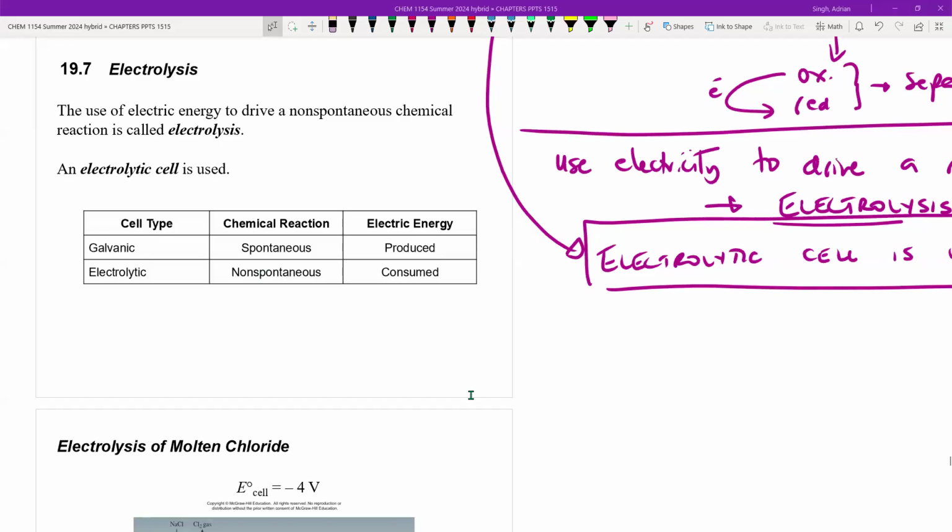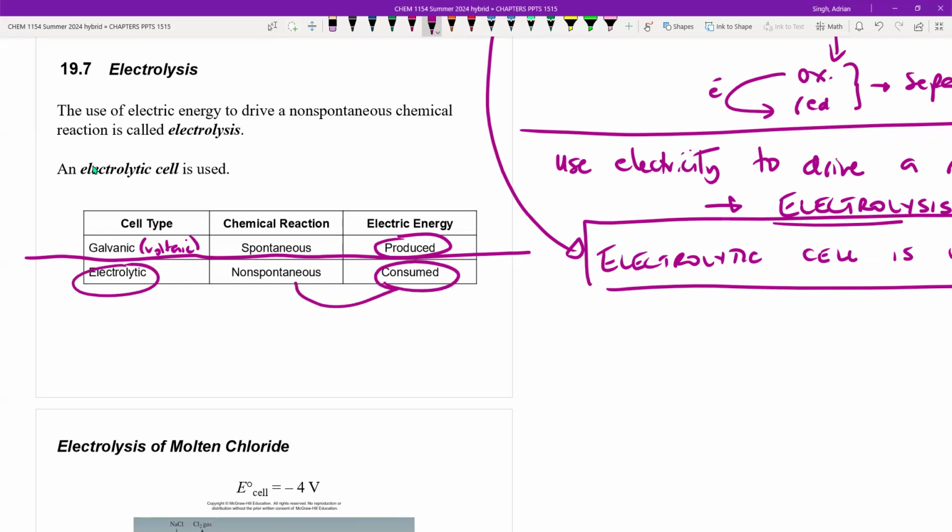So a couple of main differences: a galvanic is just another name for a voltaic cell. Both of these are used interchangeably. This is what we've discussed so far. Chemical reactions involve spontaneous reactions, and as a result, electrical energy is produced or made. What we'll be taking a look at now are electrolytic cells that involve using electrical energy to drive processes that are normally non-spontaneous.